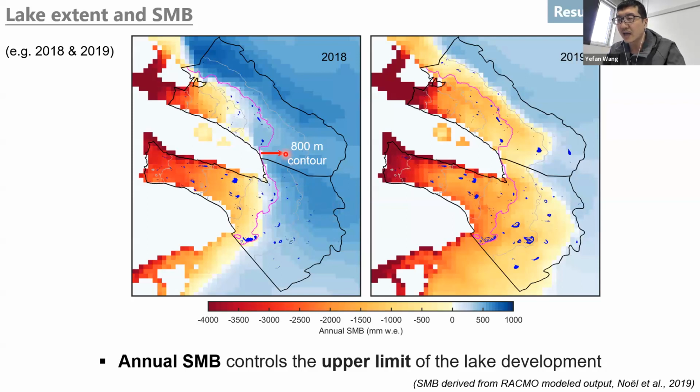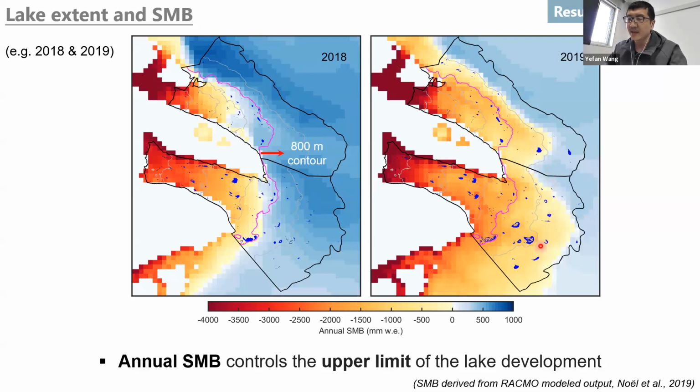And I marked the 800 meter elevation contours here, and we can see that the lakes just developed around the zero surface mass balance, in other words, the ELA, and it's just around the 800 meter contour. For example, in these years, the lakes in the negative surface mass balance regions are scarce, but in 2019, we can see they are widely developed at higher elevations.